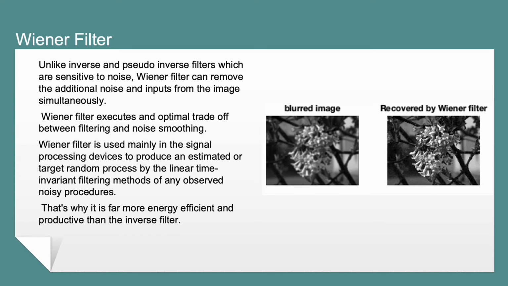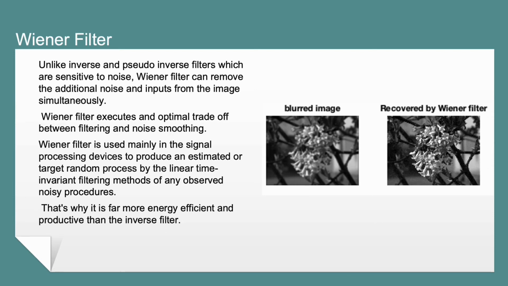The third one is Wiener filter. Unlike inverse filter and pseudo inverse filter, which are sensitive to noise, Wiener filter can remove the additional noise and input from the image simultaneously. This is the function which overcomes both the other filters, as it can overcome the noise inputs. So Wiener filter executes an optimal trade-off between filtering and noise smoothing.